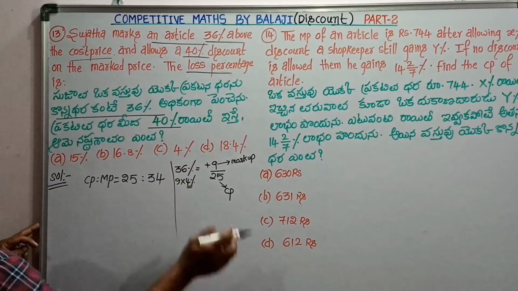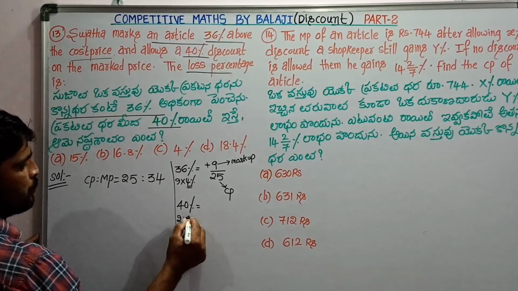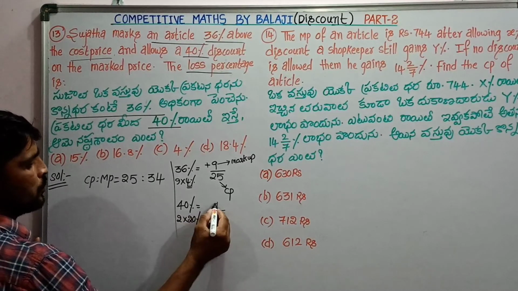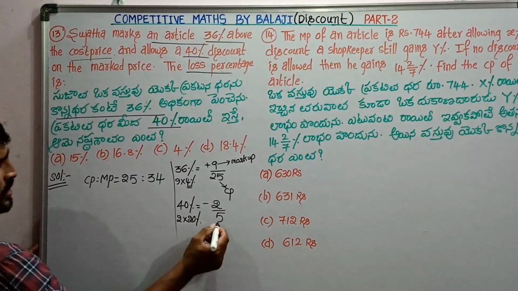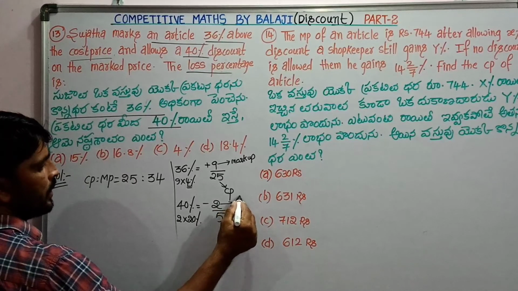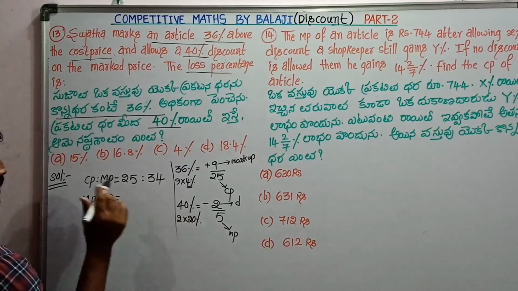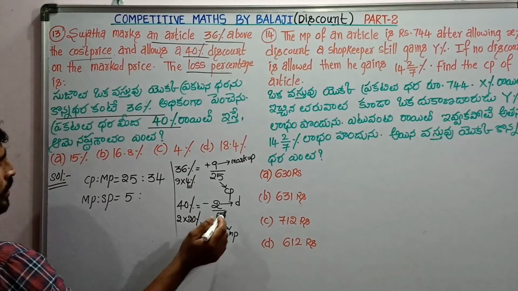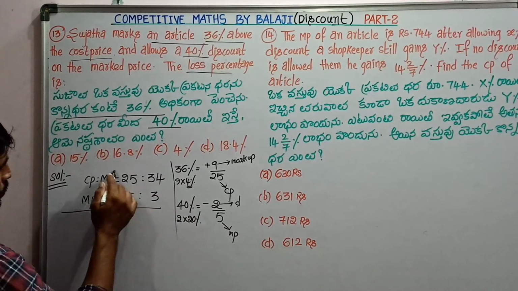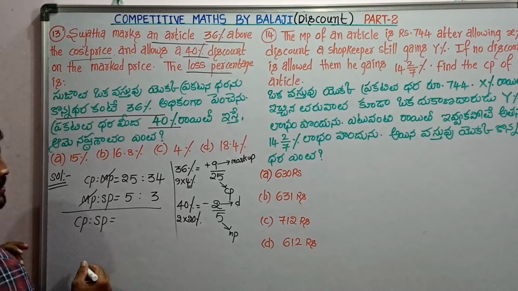And he allows 40% discount. 40% fraction value is 2 into 20%. 20% is 1 by 5. Since it is 2 times, so it is 2 by 5. Discount is always allowed on market price. That is, denominator is market price and numerator is discount. Consider market price to selling price ratio in this case. Market price is 5 units and he gives 2 units discount. So selling price is 3 units. Market price gets cancelled. We get finally ratio of cost price to selling price.